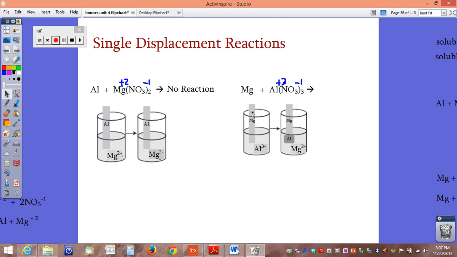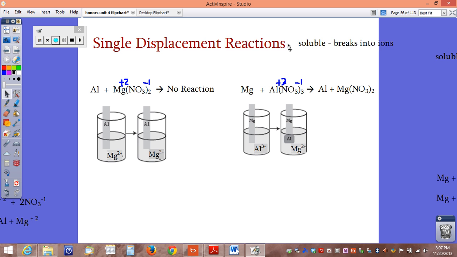On the right, the magnesium metal is placed in the solution of aluminum ions. Once again, we see aluminum ions and magnesium, the metal. After a period of time, we can see the aluminum metal is starting to form on the magnesium metal, and magnesium ions are now forming in the solution. In this case, we do have a reaction. It is forming aluminum metal and magnesium ions.